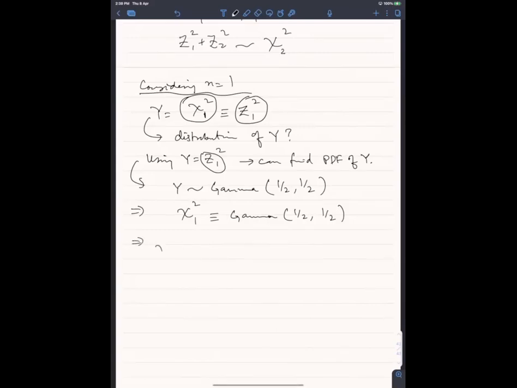This implies that chi-square 1 was the square of a standard normal. Chi-square n is the sum of n standard normal squares. Okay? So that earlier result with gamma: if you have a gamma s lambda and a gamma t lambda, then the sum of the two is gamma s plus t lambda. So this would be equal to gamma of n by 2, 1 by 2.